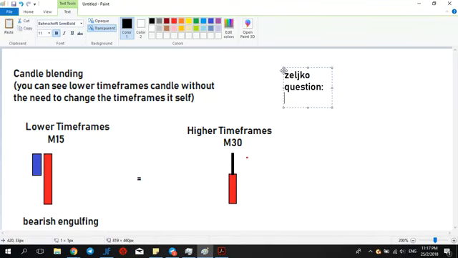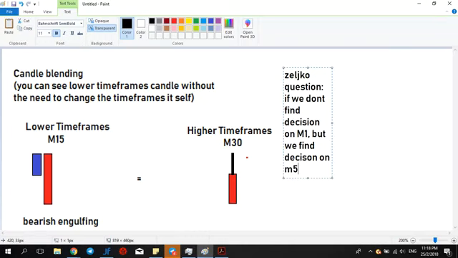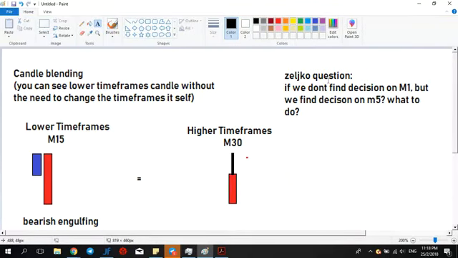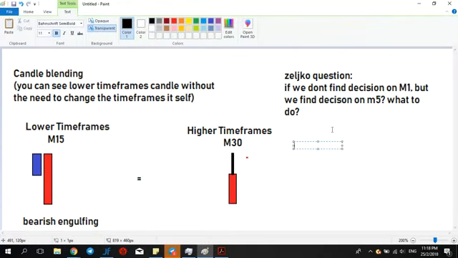Zeliko's question is something like this. If we don't find a decision on M1, but we find a decision on M5, what to do? This is a good question. If we don't find a decision on the 1 minute chart, but we find a decision on a 5 minute chart, what to do?